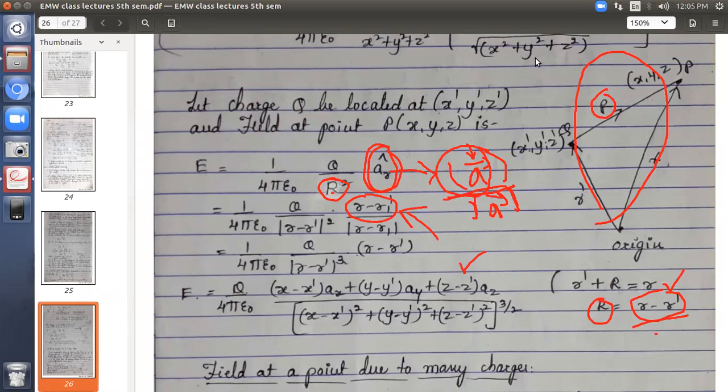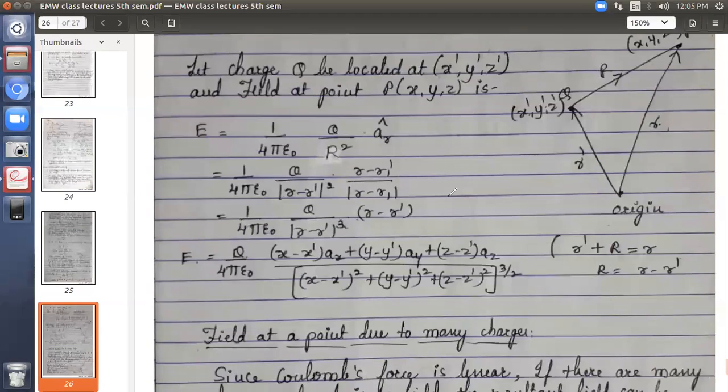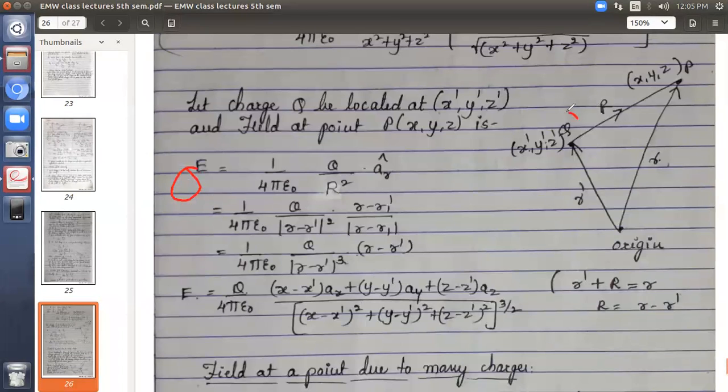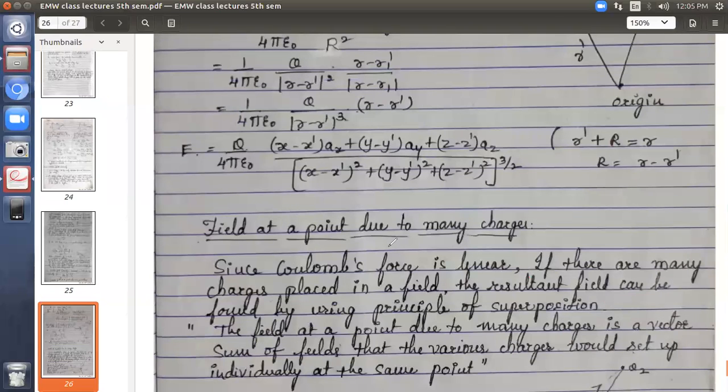So let us continue with one more part. Whatever electric field we have calculated now is for only one charge. One charge is present in a space, and surrounding that some field exists. At some point we calculated the field. Now let us consider the case when there are many charges present.